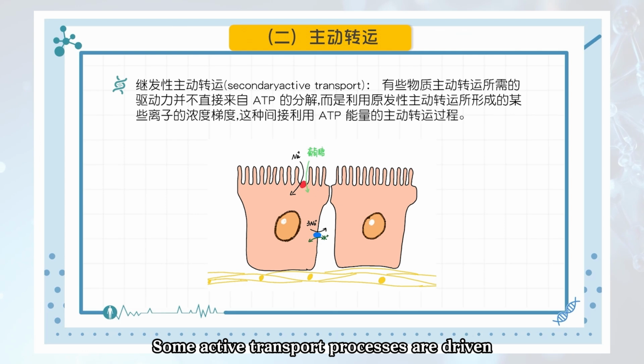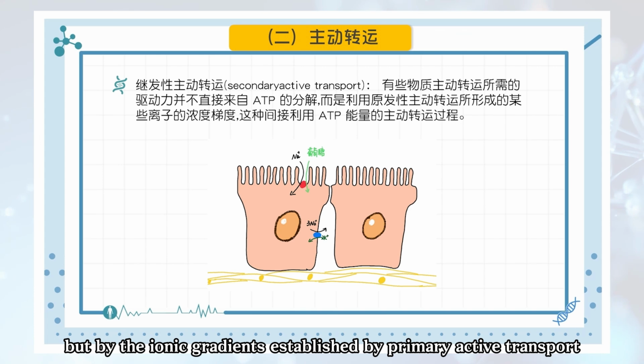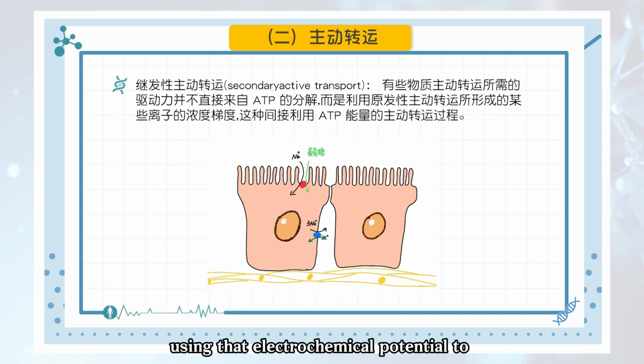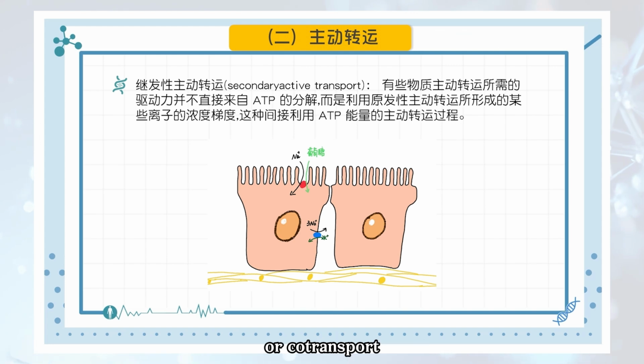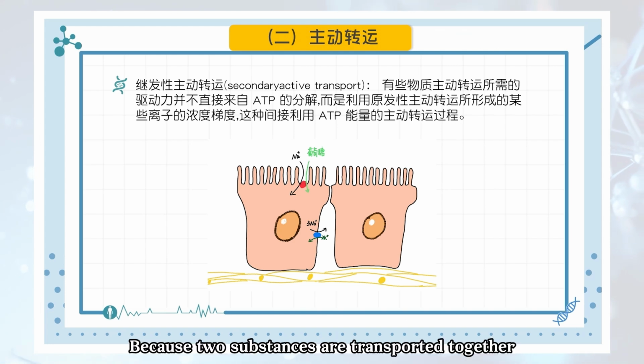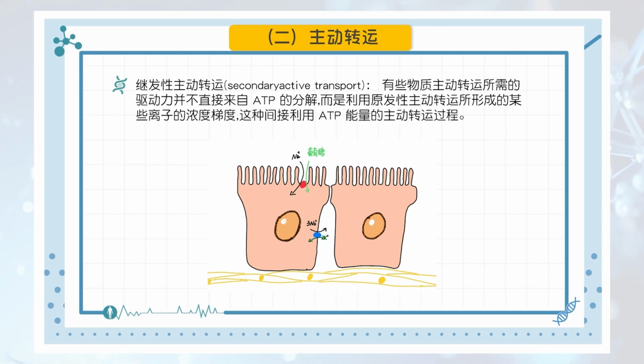Some active transport processes are driven not directly by ATP hydrolysis, but by the ionic gradients established by primary active transport, using that electrochemical potential to drive transport against gradients. This indirect use of energy is called secondary active transport or cotransport. Because two substances are transported together, it can be classified as symport or antiport based on direction.